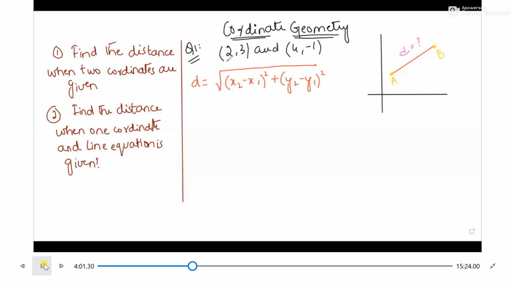If you are considering the value x1, then the corresponding value in this coordinate is y1. You cannot suppose x1 and x2 together. The coordinate is defined as the values of x and y. So if you are taking the value of x1 as 2, the value of y1 should be 3. Similarly, the value of x2 is 4, and the value of y2 is minus 1.